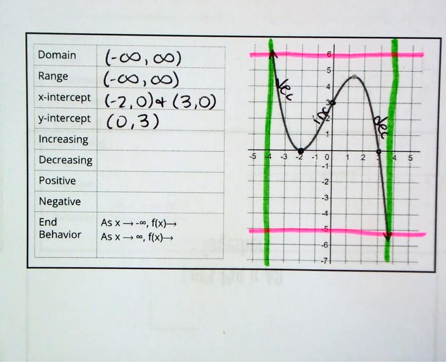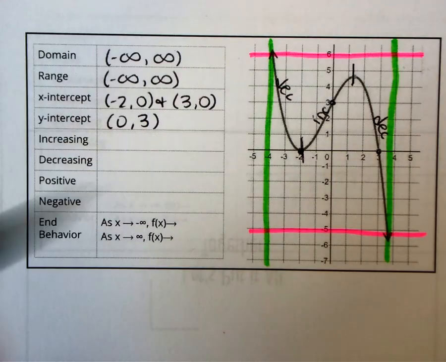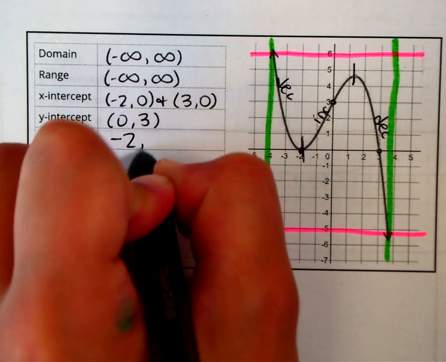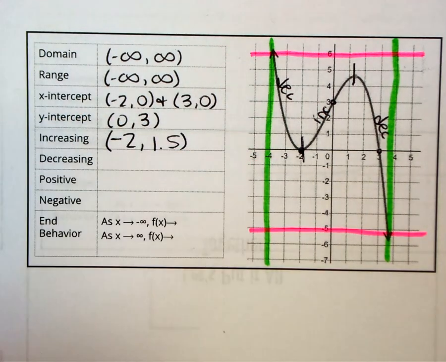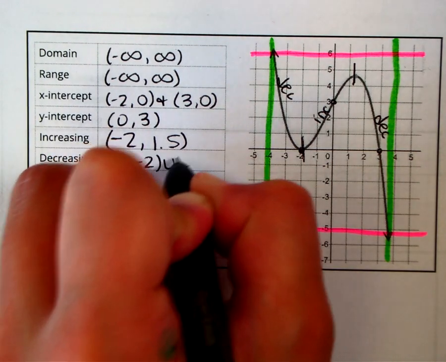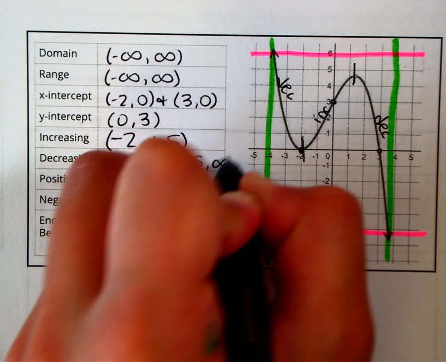And so increasing, we increase from -2 until my x value here is about 1.5. And then we decrease the rest of the domain. So we decrease from -infinity to -2. And the second piece of decreasing picks up at 1.5 until infinity.